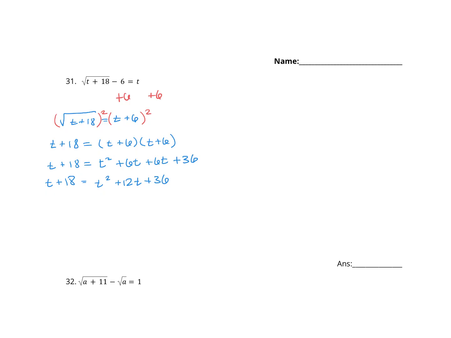We now need to move all the terms to one side because we have a quadratic. So we subtract t from both sides. We subtract 18 from both sides.